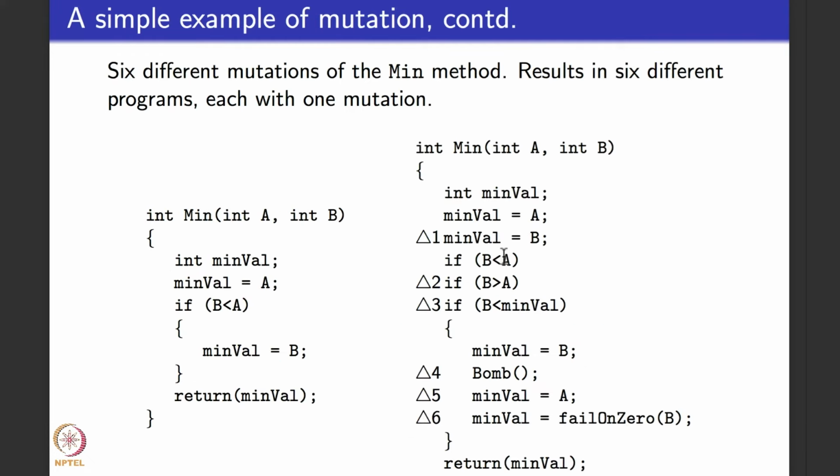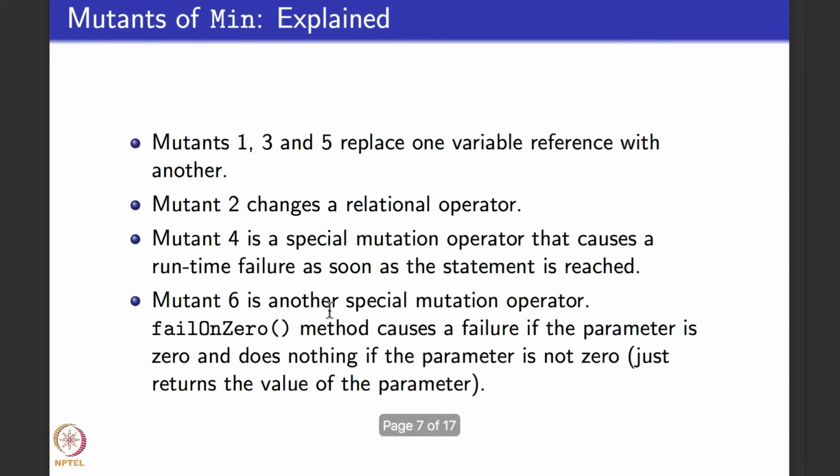If you go back, mutant 2 changes this less than to greater than. That's what this mutant 2 is. Mutation 4, I told you, right? The bomb statement, which seemed a little funny, is a special mutation operator. It's called that because it causes a runtime failure as soon as the statement is reached.